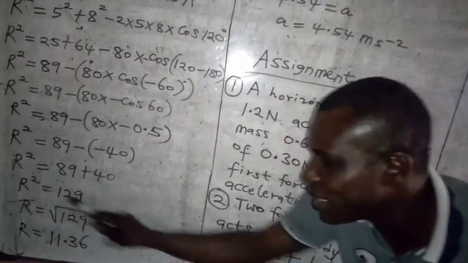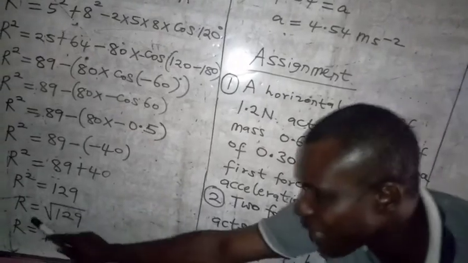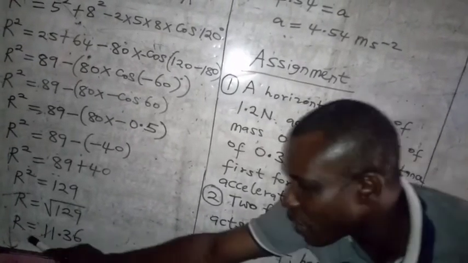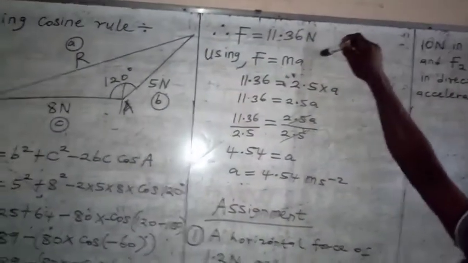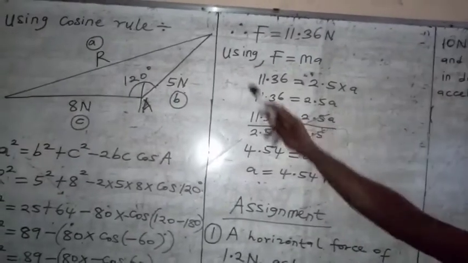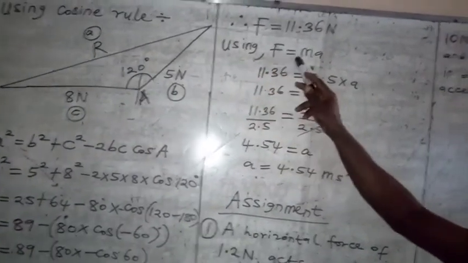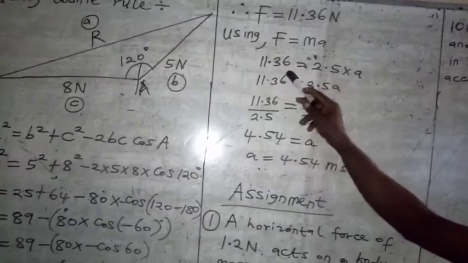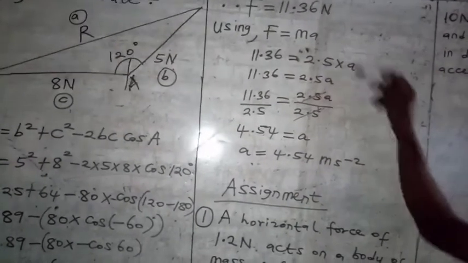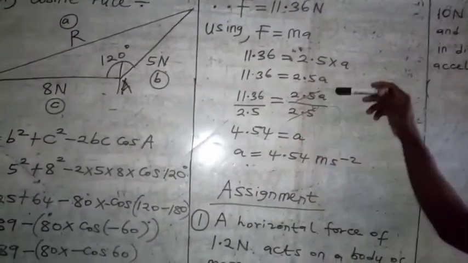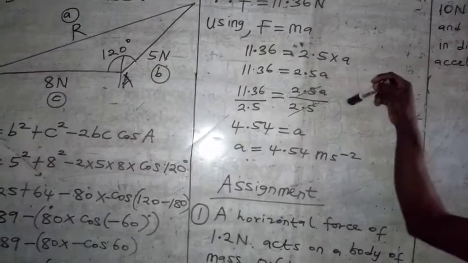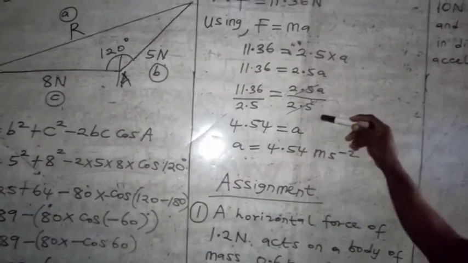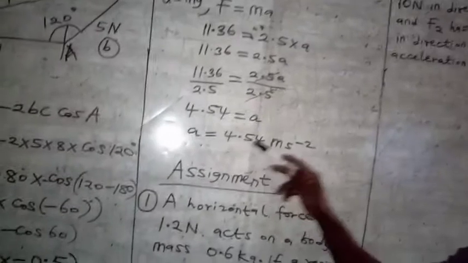Remember, square this side, coming over to this side becomes square root. So we have R equals square root of 129. And that will give us 11.36. Remember that this R is what? Resultant force. Therefore, you now say F equals 11.36 Newton. Then you now apply the formula. F equals MA. We now have 11.36 equals M is 2.5, so times A. So we have 11.36 equals 2.5A. You make A the subject of the formula, divide both sides by 2.5. Now have A equals 4.54 meter per second square.